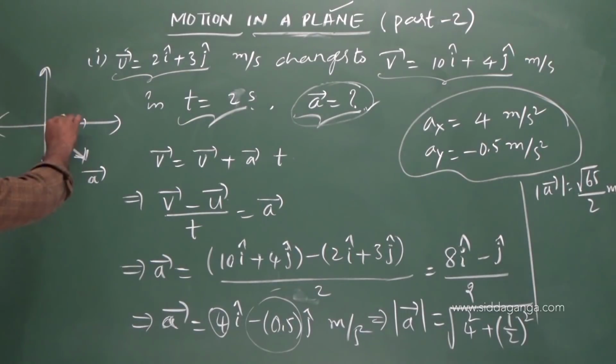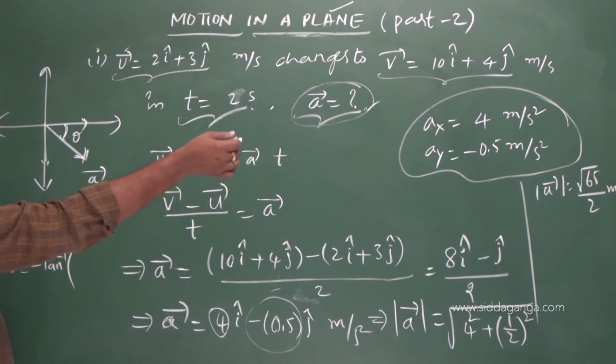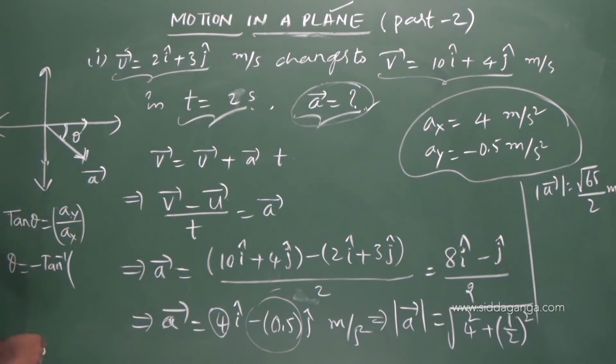How to find the angle? Let's say it is making an angle theta with the positive x axis. When you take this angle, tan theta equals ay by ax, but with a negative sign. So theta equals minus tan inverse of ay by ax. Ay is 0.5, that is 1 by 2. Ax is 4. So 1 by 2 divided by 4 gives 1 by 8. Tan inverse of 1 by 8.